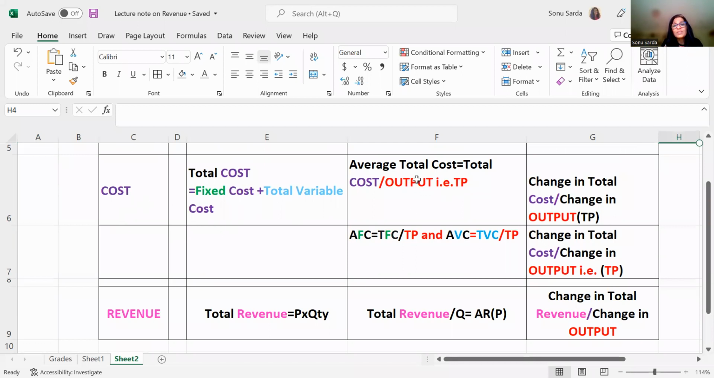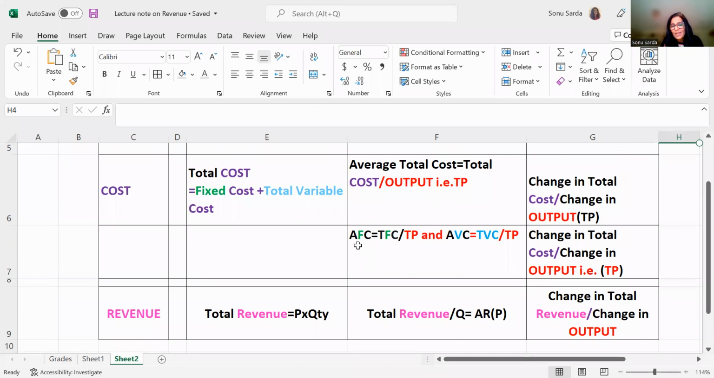Average cost is equal to the total cost divided by the output. So average cost is basically, again, cost per unit of output. For every single unit of output, what's my total cost? What is my cost? That's average cost.